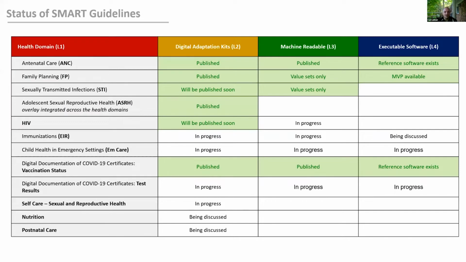To give you a sense of where we are and where we're going in terms of the SMART guidelines, you can see a status progress of where we are. Others that we haven't mentioned that might be of interest are HIV, family planning, STIs, ANC, and we've got a number more that are in the pipeline or early stages of being developed.